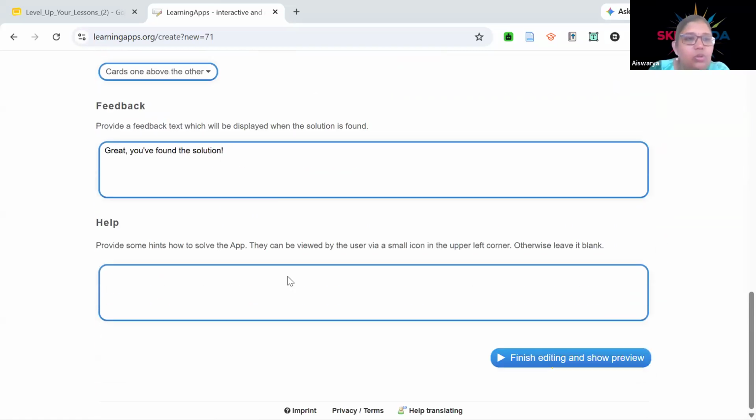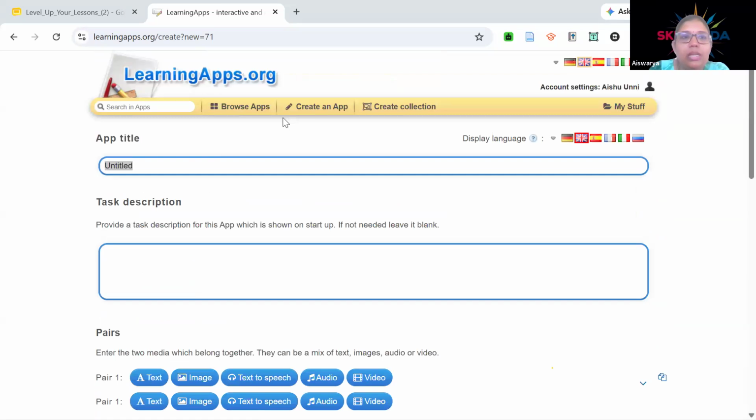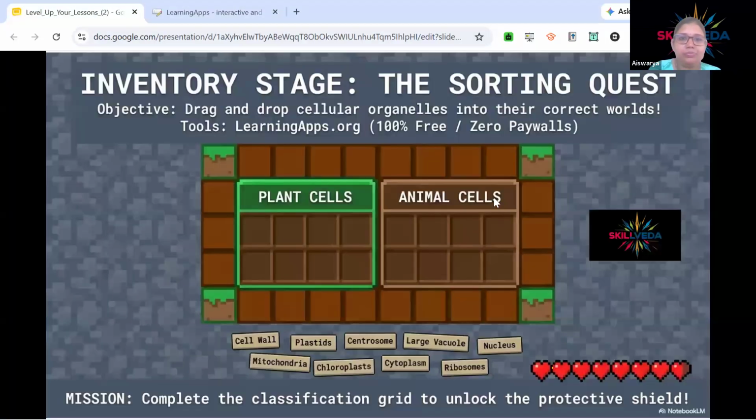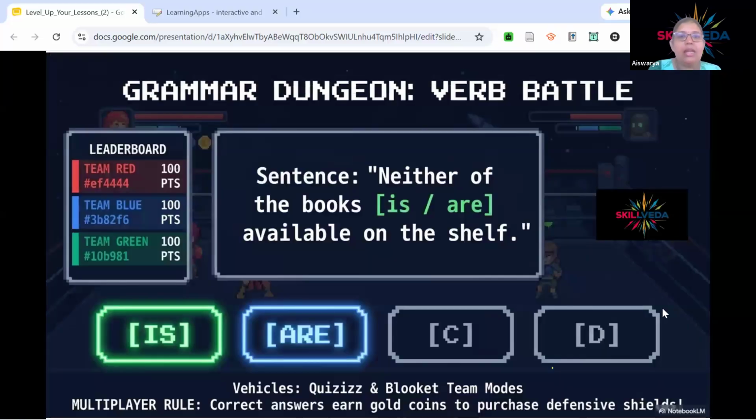Once you do all that, you'll be able to create this wonderful activity for your students through learning apps. So this is a nice platform where you can create a lot of engaging activities for your students, where you can play it as a class. Like if you have words where students have to classify which is a plant cell and which is an animal cell. And the last one is going to be a gamified platform itself.